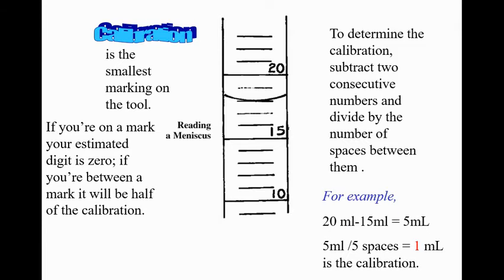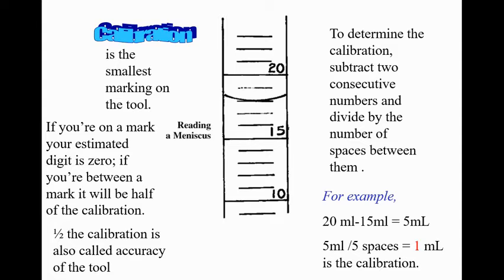So notice the calibration is in the 1 spot. That means your measurement will have a digit in the 10th spot. So if you say 18, that is an incorrect measurement. You need to say 18.0. So if the calibration is in the 1 spot, you will have a digit in your measurement in the 10th spot.